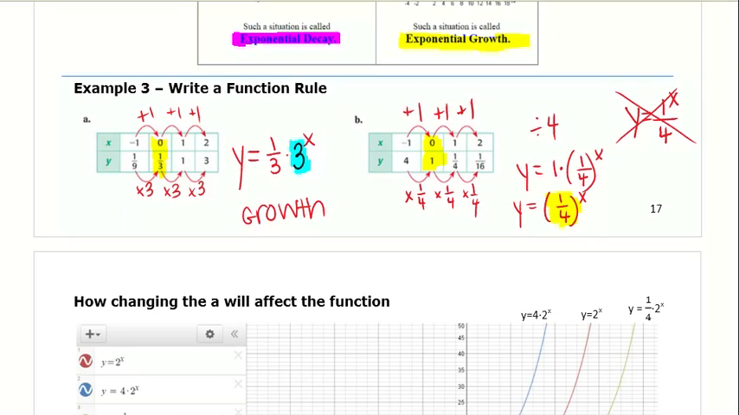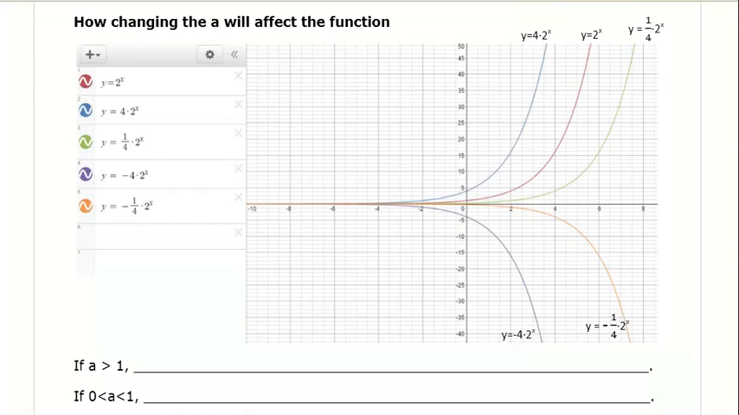So that's what happened when we changed the b. If that b was greater than 1, it was growth. If the b was between 0 and 1, that was a decay. Let's see what happens when we change the a.